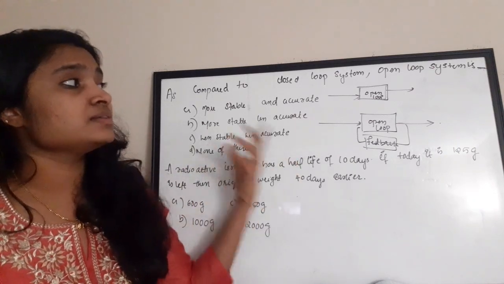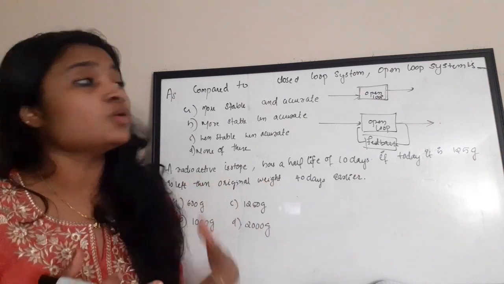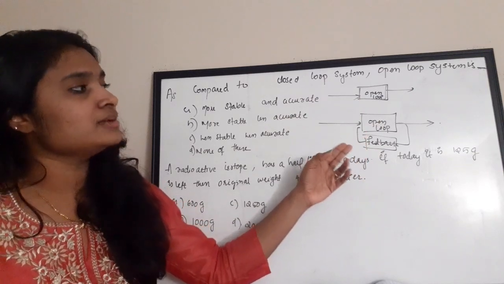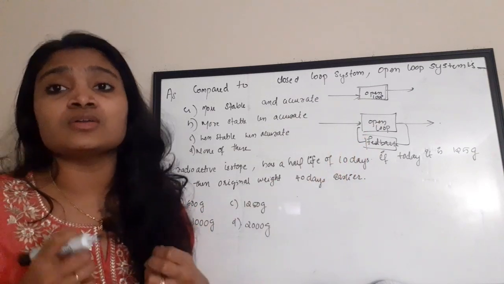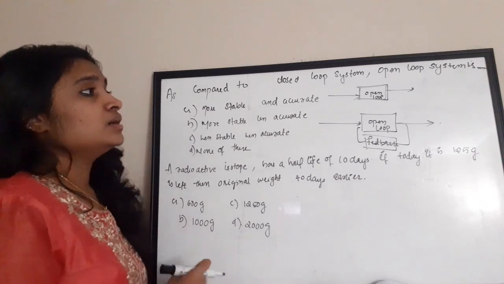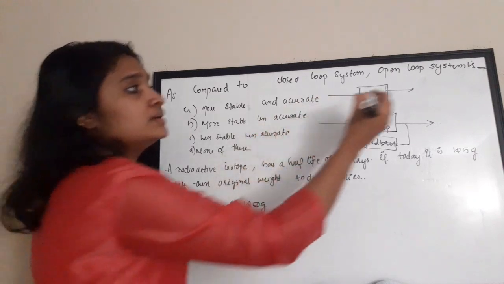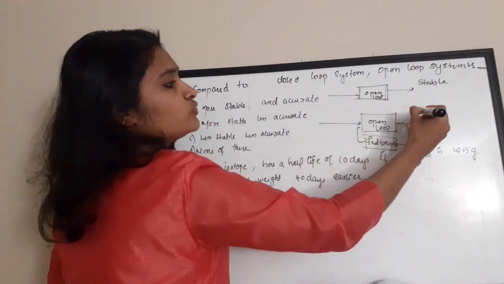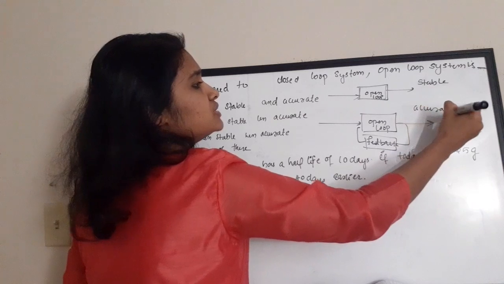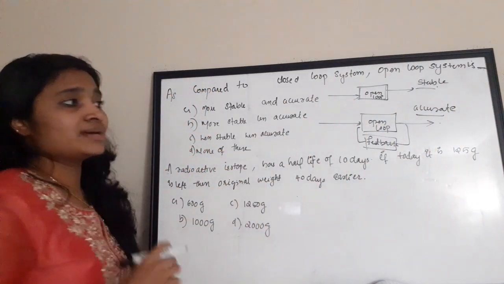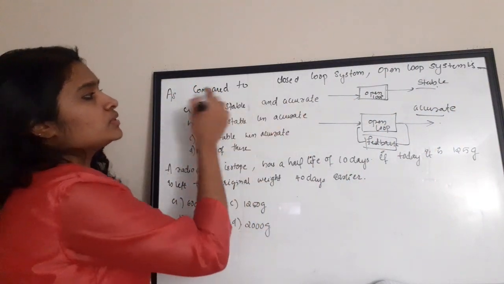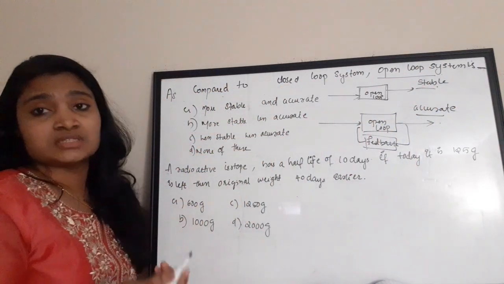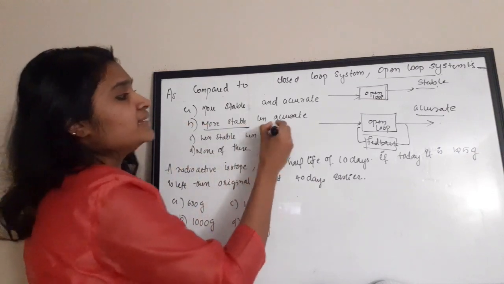Whereas, considering the case of stability, open loop systems are more stable. Due to the presence of this feedback itself, closed loop systems are not very stable. So open loop systems are more stable, whereas accuracy is more for closed loop systems. This thing you should understand. So the correct answer here: as compared to closed loop system, we are talking about open loop system. They are more stable but less accurate.